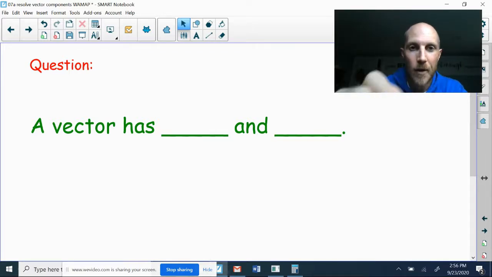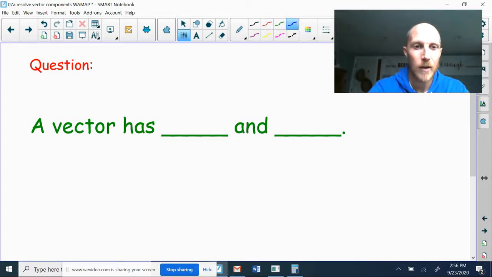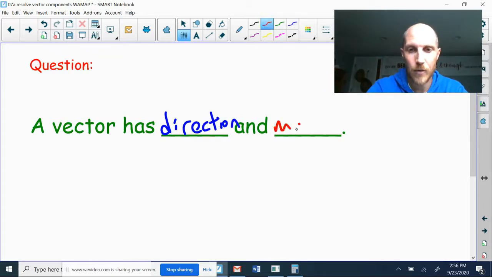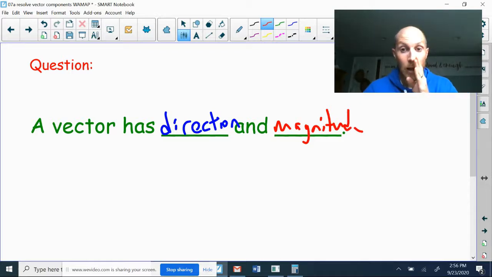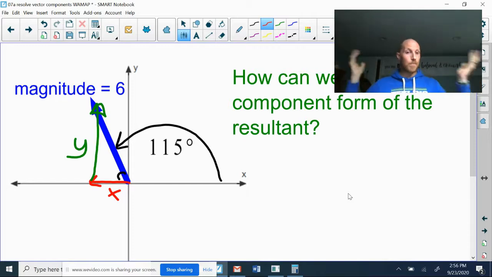Okay. Well, your classmates anyway said something here. So direction and magnitude. Thanks, classmates. Well, oh my gosh. Maybe your classmates can help me draw an E. Wow. All right. So what would happen if we had a vector and it had direction and it had magnitude?